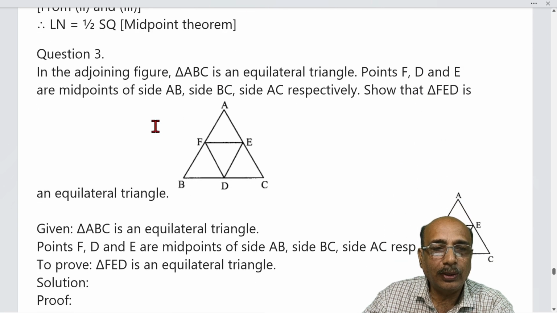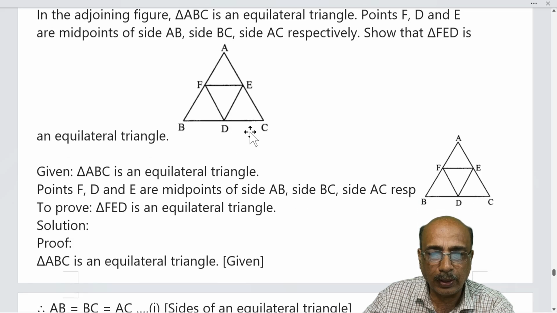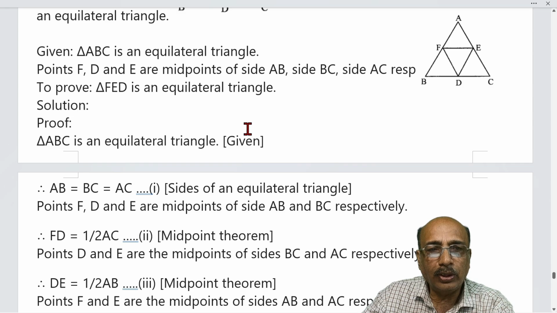Next, question 3. In the adjoining figure, triangle ABC is an equilateral triangle. Points F, D and E are the midpoints of AB, BC and AC respectively. Show that triangle FED is an equilateral triangle. We have to prove that this is an equilateral triangle. Given: triangle ABC is an equilateral triangle, and F, D, E are the midpoints of the respective sides. To prove that triangle FED is an equilateral triangle.